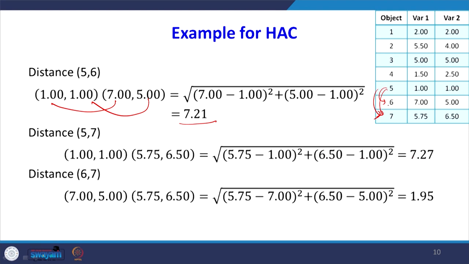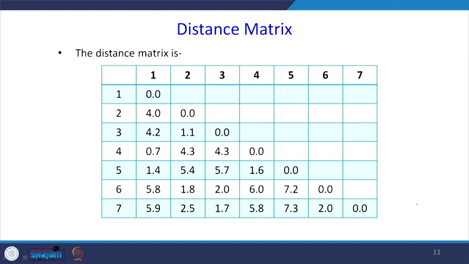Now, 6 versus 7, you will find out the distance. So, the position of object 6 is 7 comma 5, position of object 7 is 5.75 comma 6.5. So, the distance is 5.75 minus 7 whole square plus 6.5 minus 5.00 whole square, that is 1.95. Now we have compared all the distances.